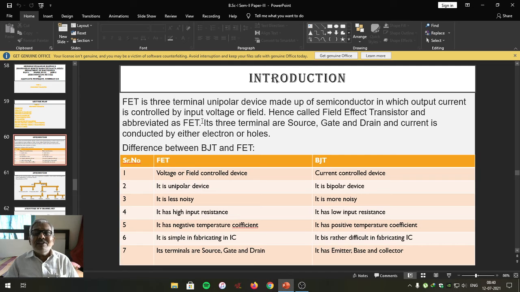Let us understand the names of the three terminals of the FET. Its three terminals are source, gate and drain. As per definition, it is a three terminal device. What are the three terminals? Source, gate and drain.